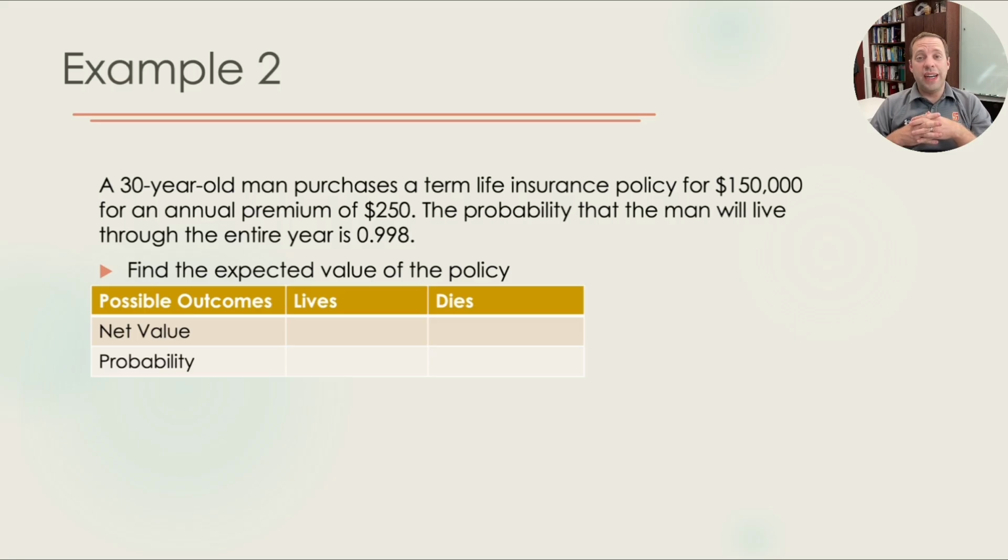All right, so in this case, we have two different possibilities. Either he lives or he dies. Now, when we've calculated expected values so far, we've always had a number attached to the category. Well, we don't have a number attached to the category this time.